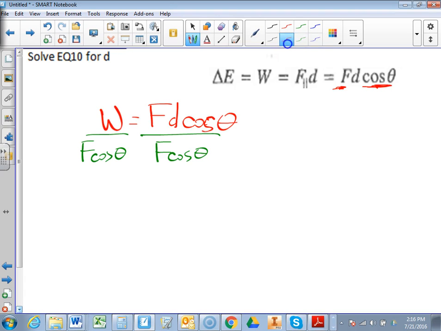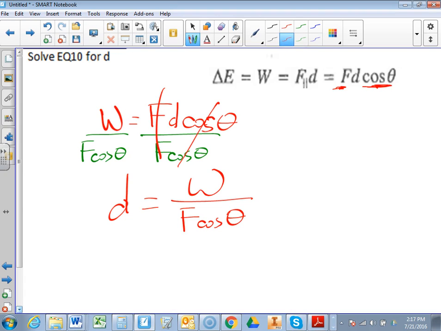That means D is going to be equal to, so that's gone and that's gone. So you have just D. And on the other side is going to be work divided by F cosine theta. And that's it.